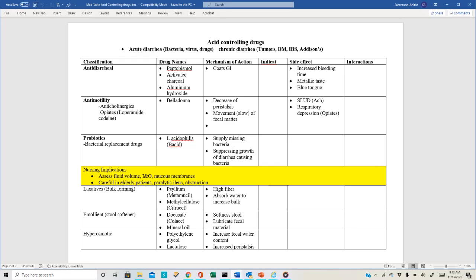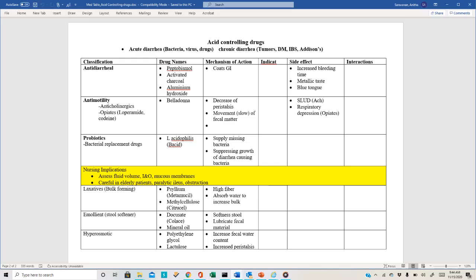So the bulk forming examples are psyllium or methylcellulose. They create fiber, they form high fiber inside the stool and make it bulkier. So that's why we call it bulk forming, right? So it absorbs water, helps in bulk forming. So thereby it's easier for patients who have problems with constipation. However, these can be habit forming.